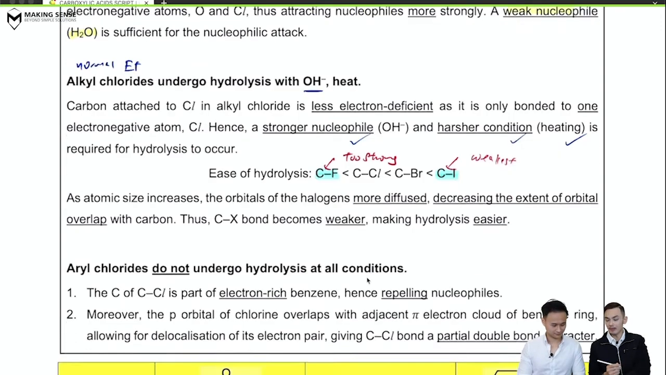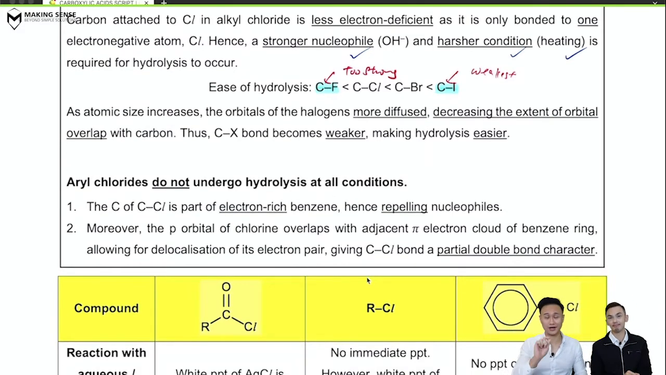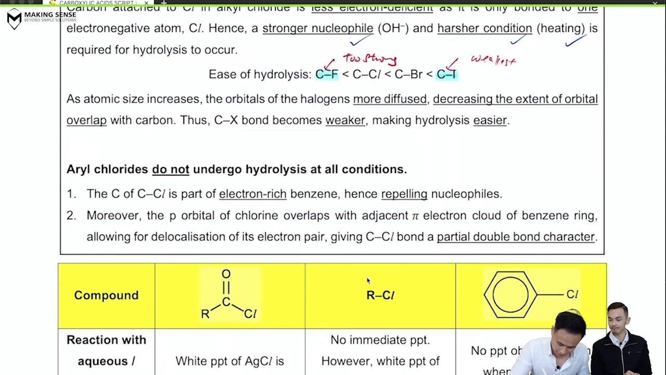All right, now what about aryl chlorides, Mr. Tim? Let's finish this off. Now guys, we saw this in halogenoalkanes as well, so I hope you can still remember. I'm going to draw for you right now an aryl chloride: a benzene ring directly attached to a chlorine.